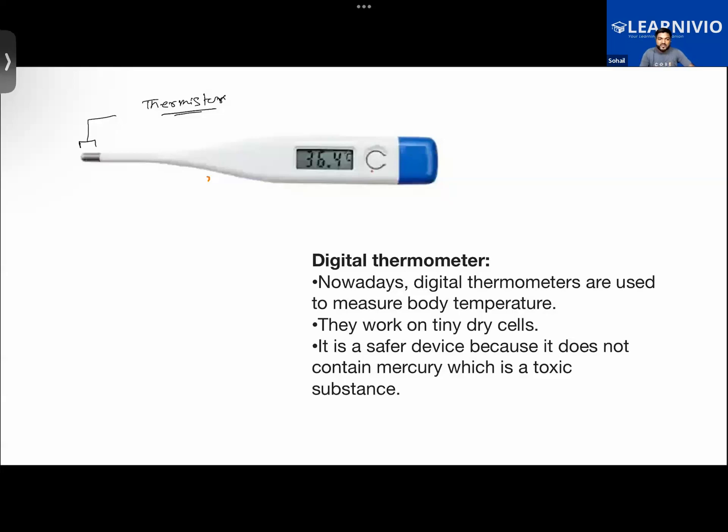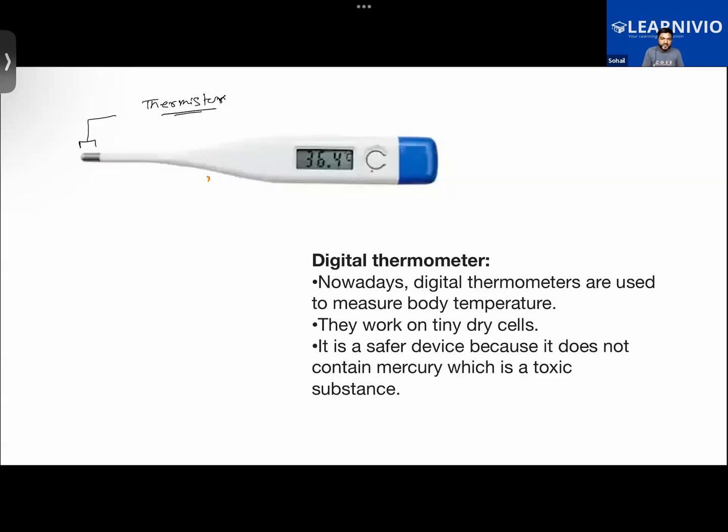Getting it? And this thermistor is used in so many places, like in air conditioners, refrigerators, fire detectors, and even in microwaves. So how is the air conditioner able to tell you the room temperature? It is because of the thermistor installed in it. It detects the surrounding temperature. It is used in this digital thermometer also.